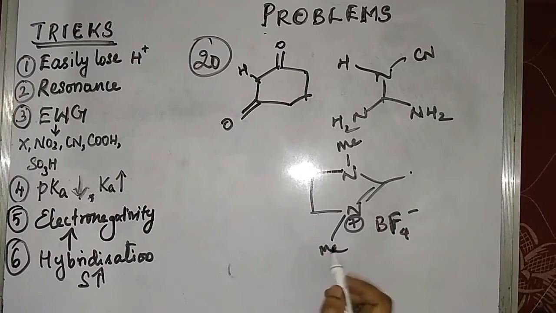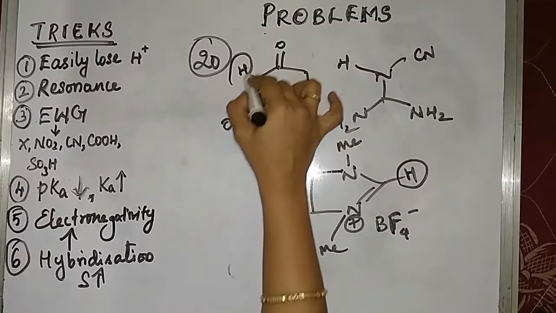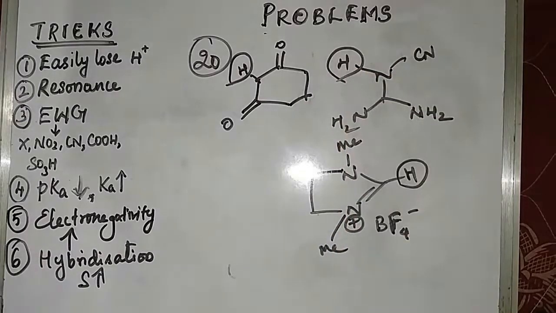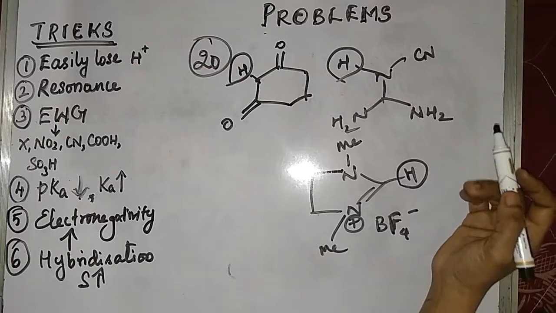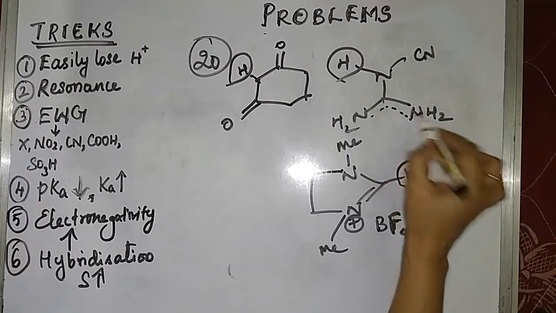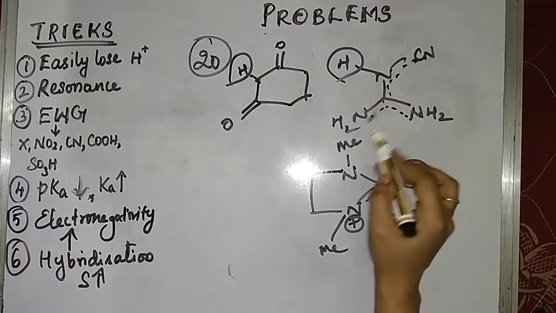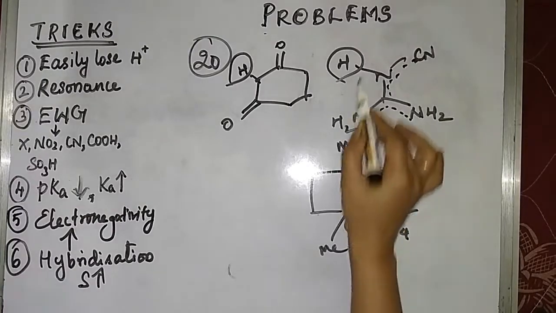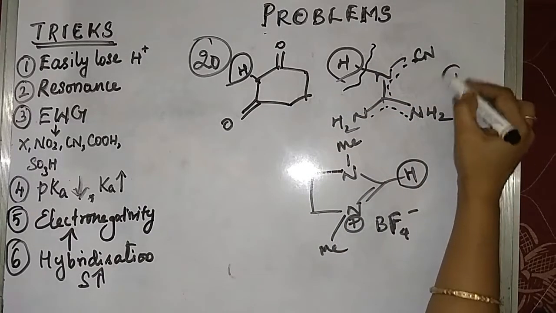Which proton is more acidic? Here a proton is there. Which proton is more acidic? This one or this one or this one? Which one is more acidic? Give the explanation also. Very simple. Here there is a resonance structure, here also, and this resonance structure spreads to this side also. Because of this resonance structure, this proton easily cleaves from this nitrogen. So this comes first.